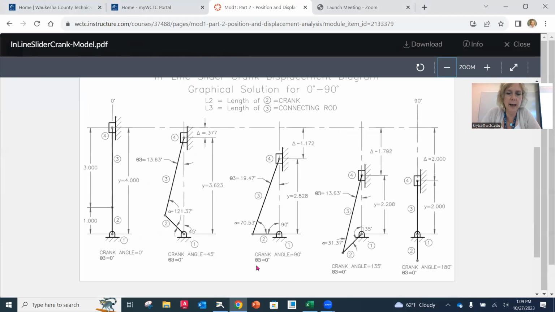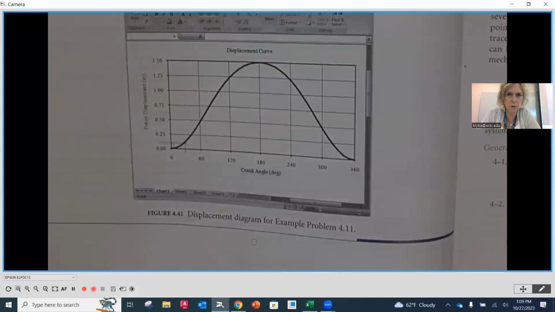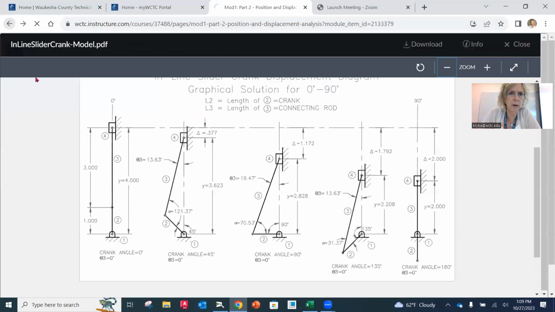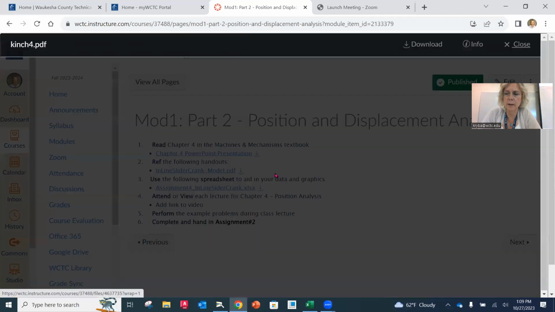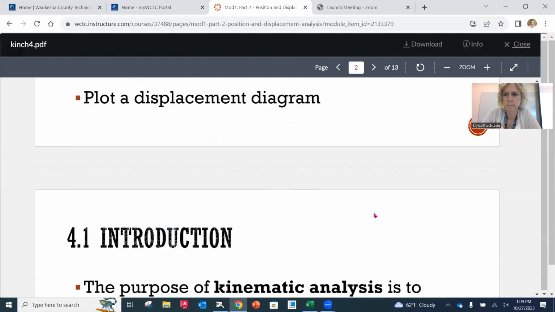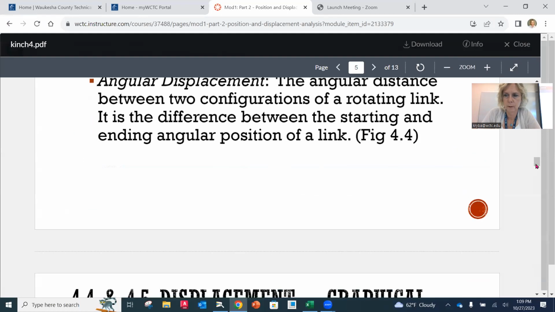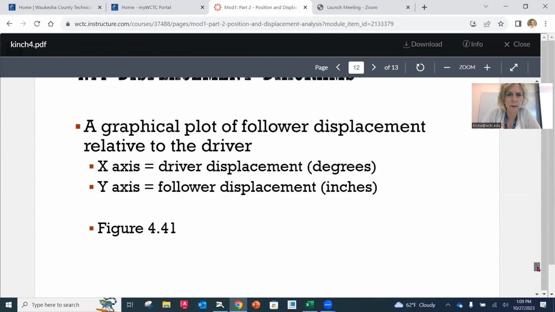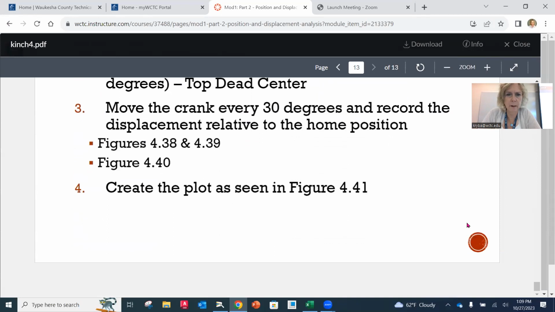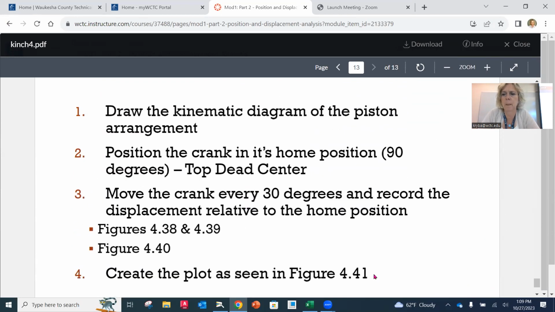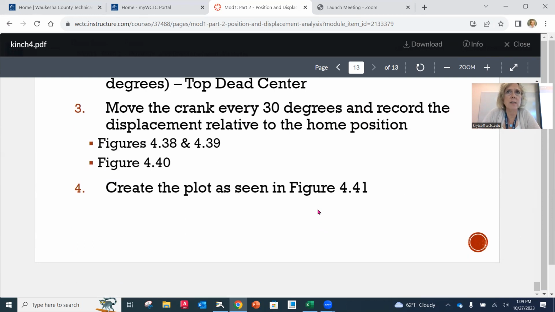Because I think this should bring us to the end of our PowerPoint. Let me go back to my PowerPoint. I know we were towards the end here. Okay, displacement diagram. We looked at that example, moving every 30 degrees. All right, any questions content-wise at the moment? All right, then let's take a peek at our homework.